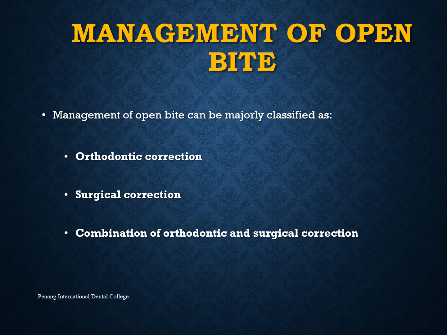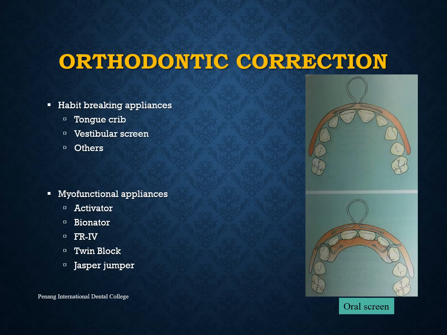Now, how do you manage a patient with an open bite? Basically there are three ways you can manage. First is orthodontic correction, surgical correction, and a combination of both orthodontic and surgical correction. Under orthodontic correction, you must first know the etiology which has caused it. Once you know the etiology, it is easy to treat.